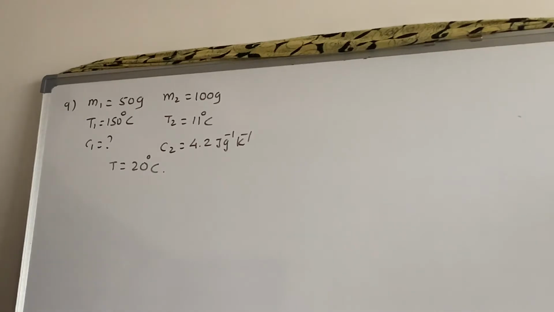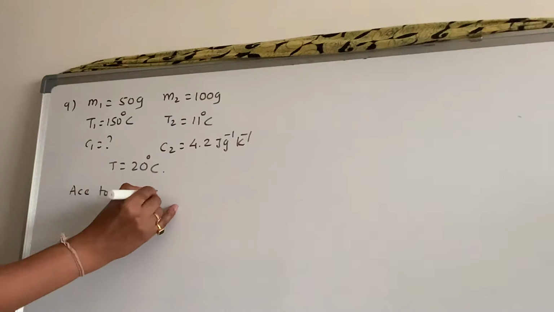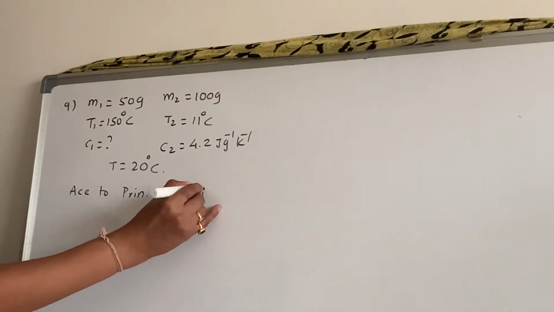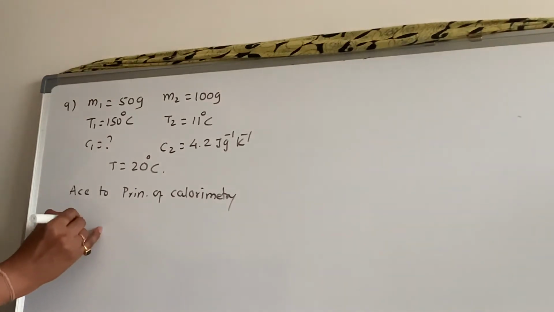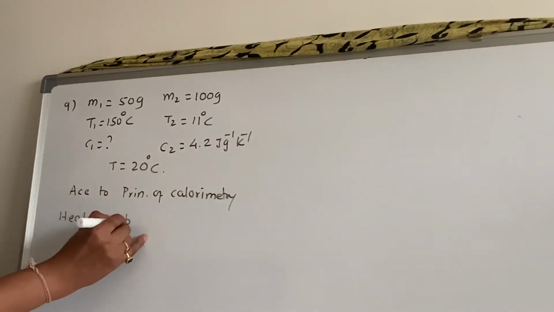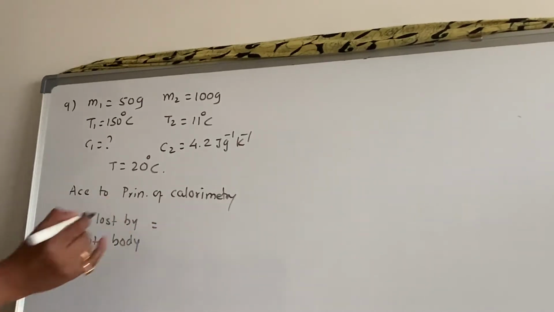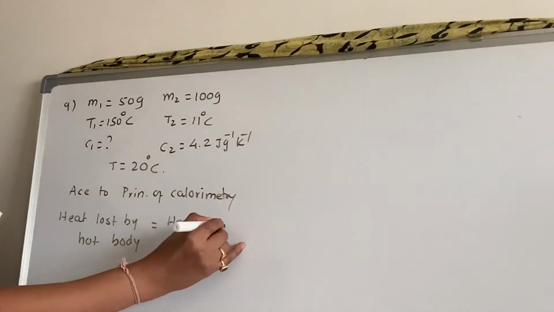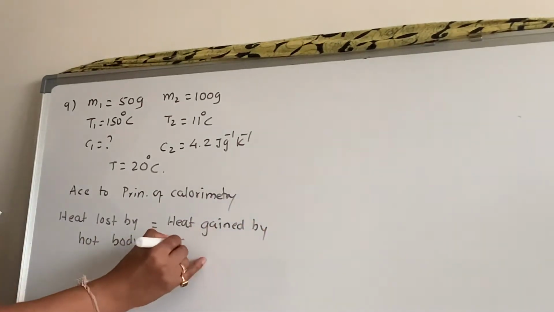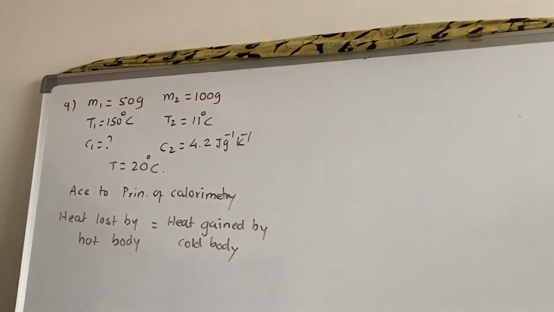We write here, according to the principle of calorimetry, heat lost by hot body is equal to heat gained by cold body. Heat lost by hot body is equal to heat gained by cold body. So I can write this part.